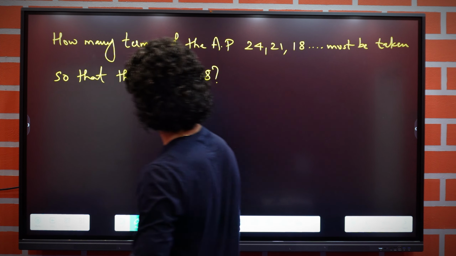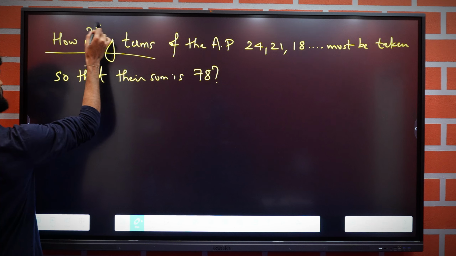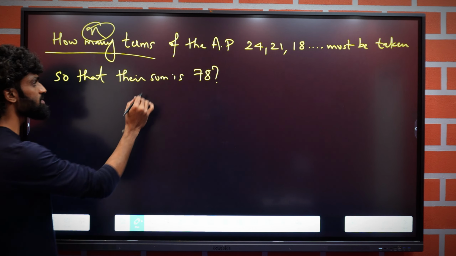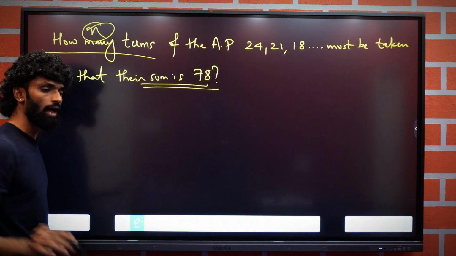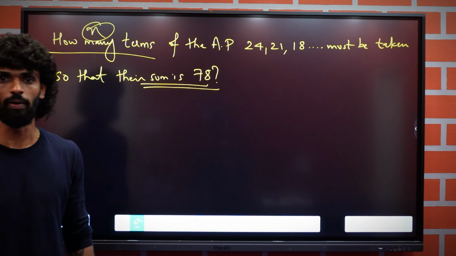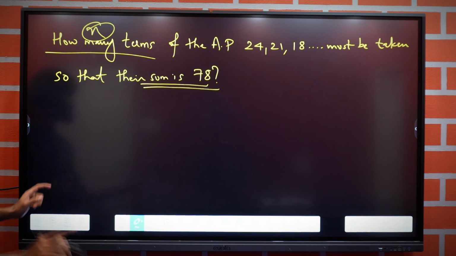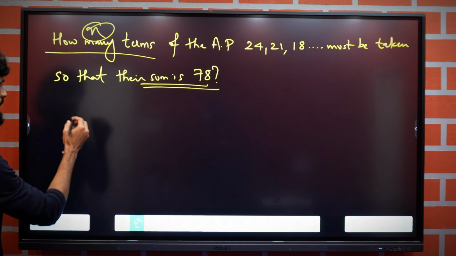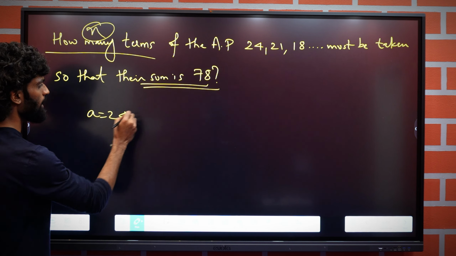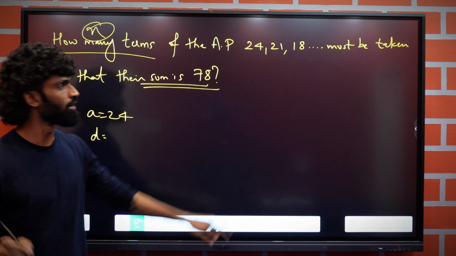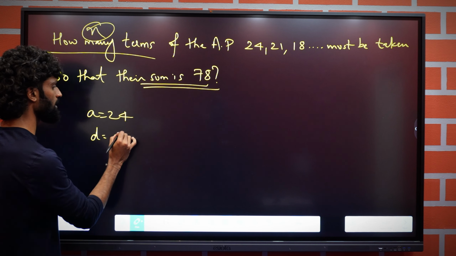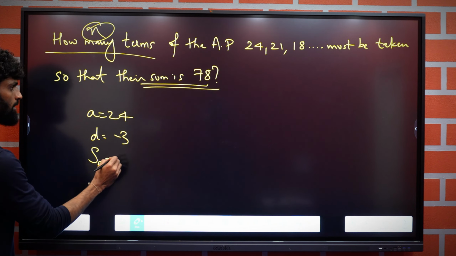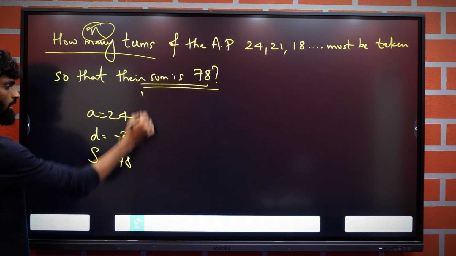Next. How many terms? How many, meaning n? Mark this type to be important. Wherever n is a question mark and it is a sum based question, 100% you are supposed to use quadratic equations. Okay, now that's your hint. How many terms of the AP must be taken so that Sn equals 78? As I can see, the value of A equals 24. I can see the value of D equals, careful, 21 minus 24 is minus 3. For this I have no choice.